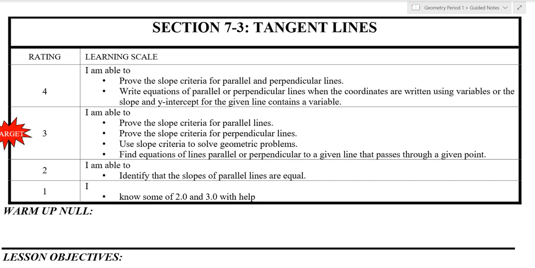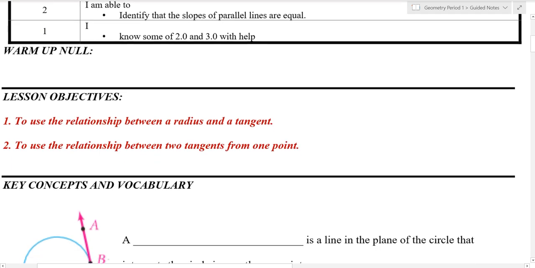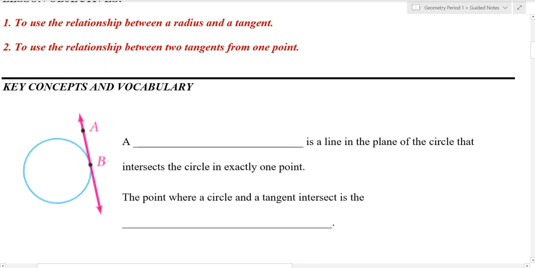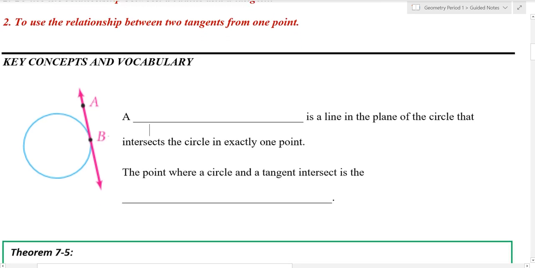Let's get to our lesson objectives. Our lesson objectives state to use the relationship between a radius and a tangent and to use the relationship between two tangents from one point. So what exactly is a tangent line? That's what we're going to be defining right now.